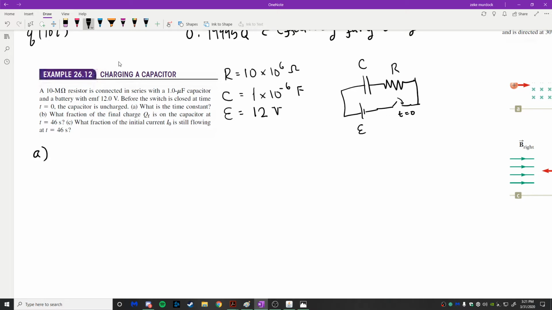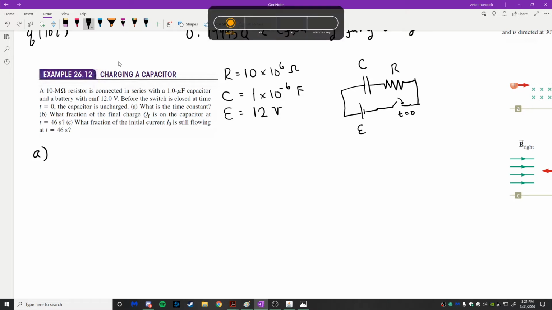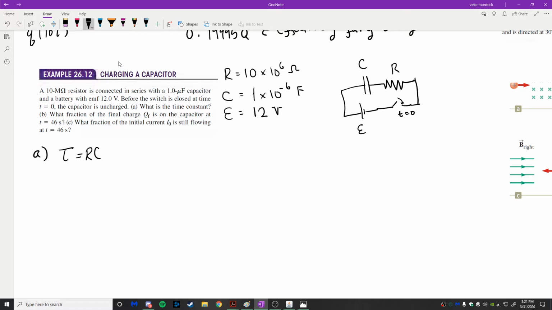The first question is, what is the time constant? The time constant is this thing that we call tau, right? So it's equal to R times C. So this is pretty simple, right? It's just 10 times 10 to the 6th multiplied by 1 times 10 to the negative 6 farads. And we saw that this gives you units of seconds, and this should be 10 seconds, right?